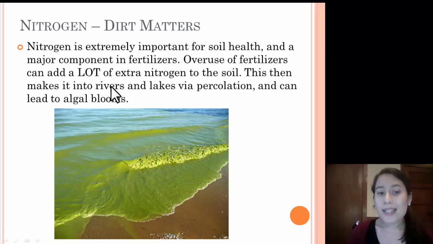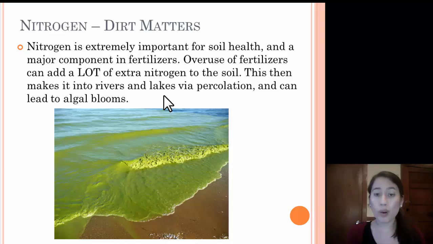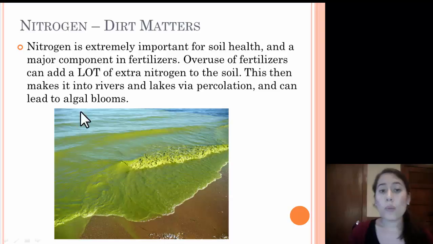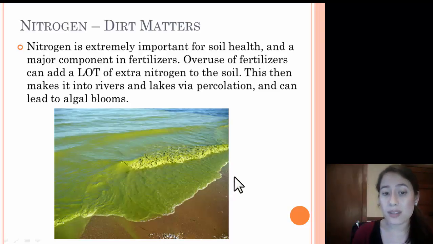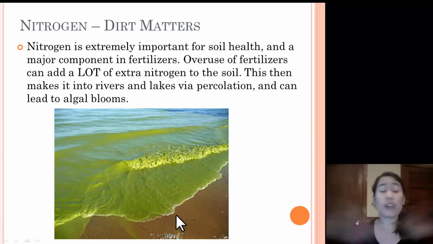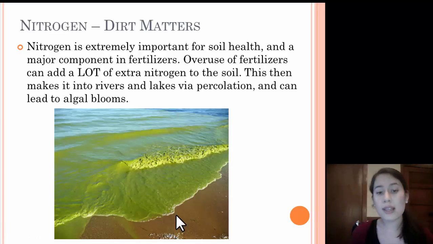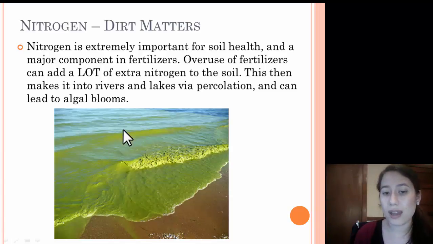And this makes it into rivers and lakes via percolation, back to the water cycle. So through runoff and percolation, water goes back through the soil to rivers and lakes and streams. And when there is a lot of nitrogen in those places, we can get what is called an algal bloom. An algae, like a plant, uses nitrogen. And so when there's extra nitrogen around, it blooms, it goes crazy, it multiplies and multiplies because it has so much of this extra nutrient available to it. So this is a way that humans are impacting the nitrogen cycle.